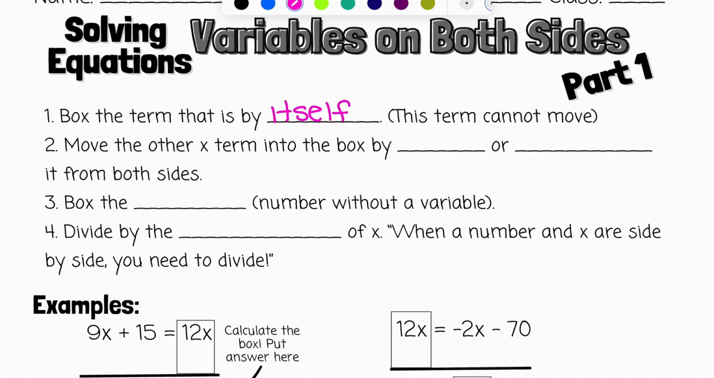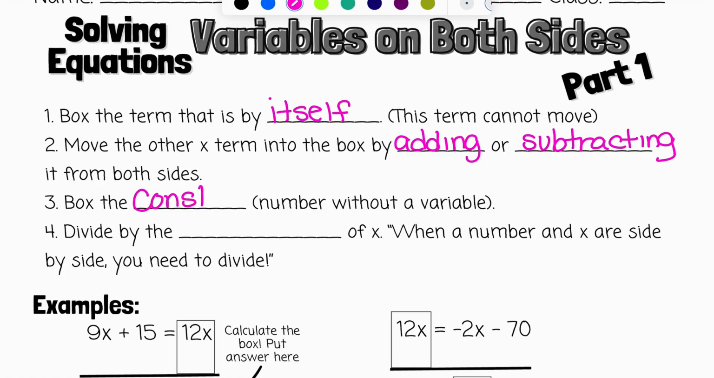We are going to box the term that is by itself. Now this time, that term is going to have an x. Now remember, if you box a term, that means it cannot move. So my rule is if you box an x, you have to move an x. Okay, so look at the x term that's on the other side and move it into the box by adding or subtracting. Okay, and you'll do that from both sides.